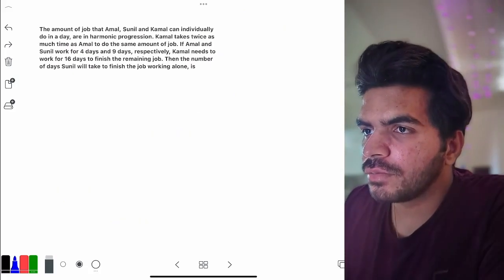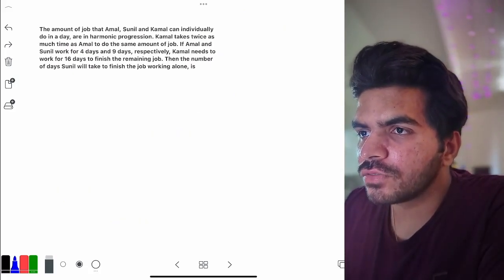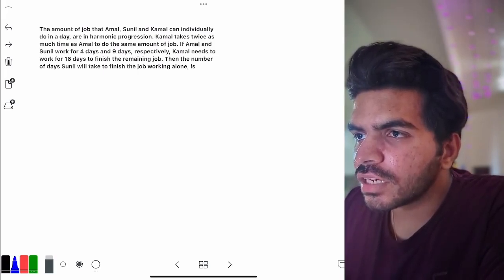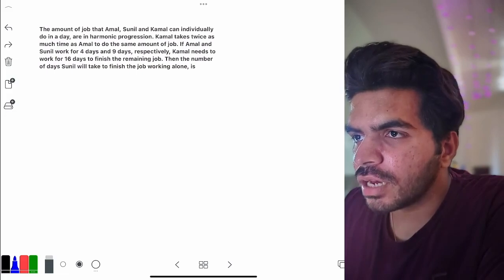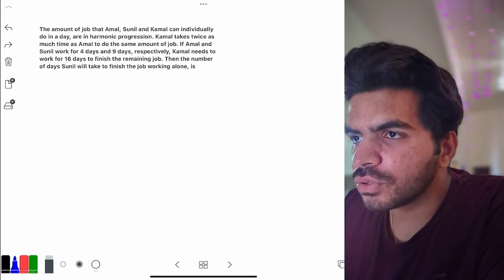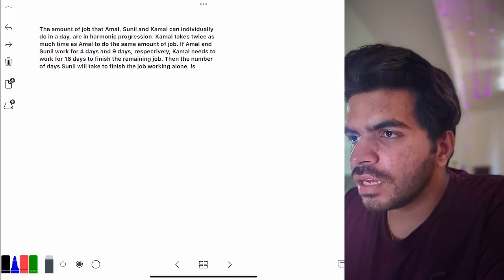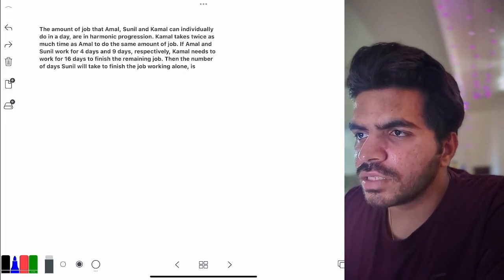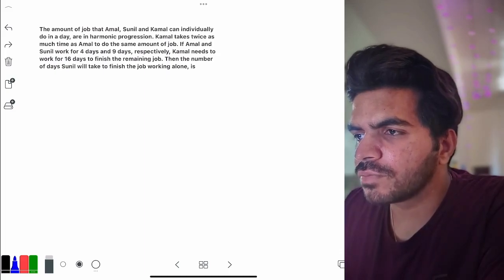So coming to the third question, the amount of job that Amal, Sunil, and Kamal can individually do in a day are in harmonic progression. Kamal takes twice as much time as Amal to do the same amount of job. If Amal and Sunil work for 4 days and 9 days respectively, Kamal needs to work for 16 days to finish the remaining job. Then the number of days Sunil will take to finish the job alone is.